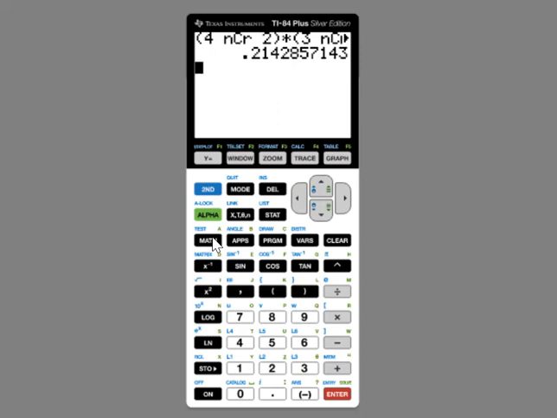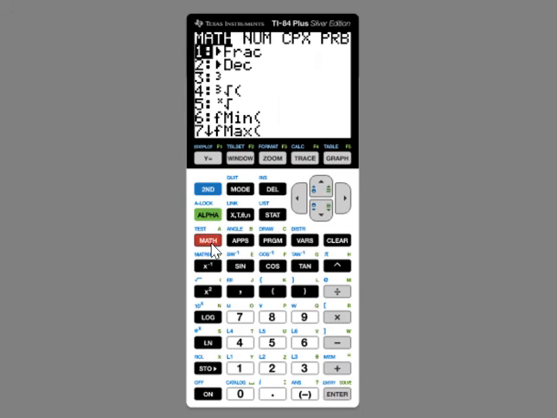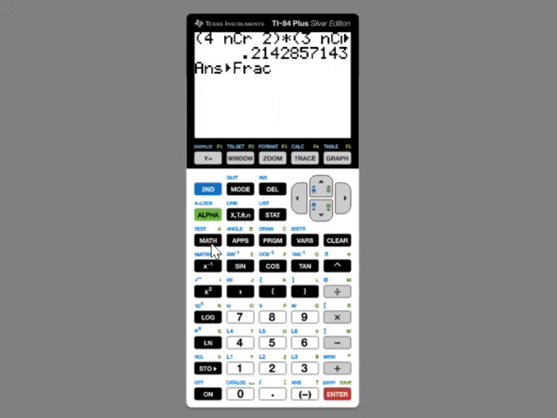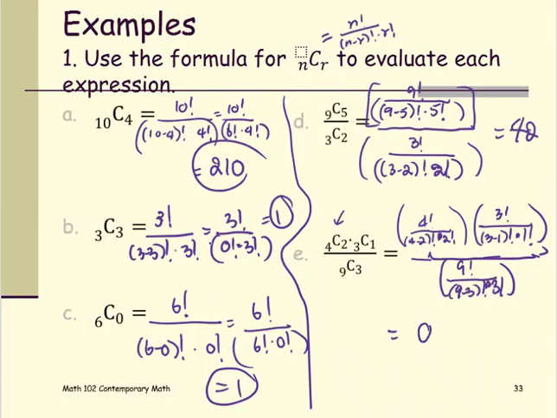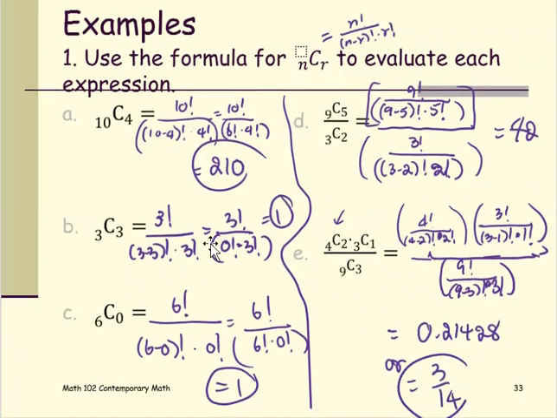So let's see what the value is, since we have the decimal. We're going to see it in the fraction form. So we go to math and then option 1 for the fraction of the previous answer. So we get 3 over 14 as another option. Or 3 over 14 as the value of this.